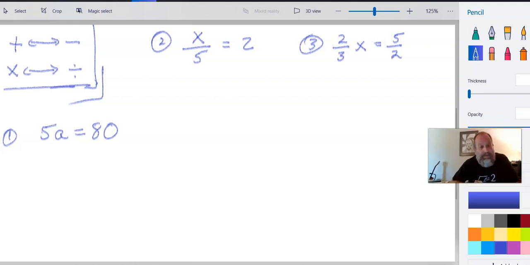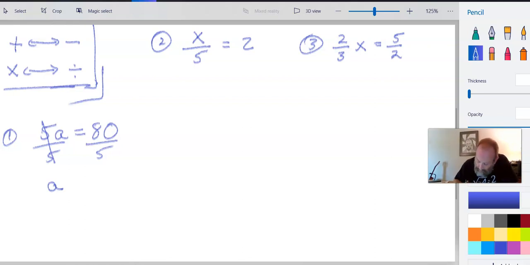Okay, so you're with me here. Let's go ahead and take a look at the answers to these things. Now again, 5 is multiplied by a, so to undo it, I have to divide by 5. So we'll divide that 5 off. 5 divided by 5 is 1, so that gives me an a.